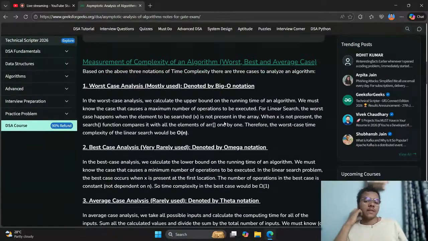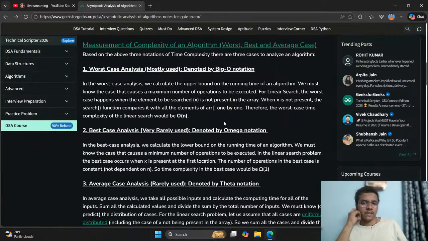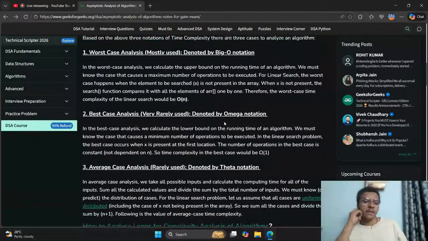Measurement of complexity of an algorithm: worst, best, and average case based on the above three notations of time complexity. There are three cases to analyze an algorithm. Worst case analysis, mostly used, denoted by big O notation. In the worst case analysis, we calculate the upper bound.